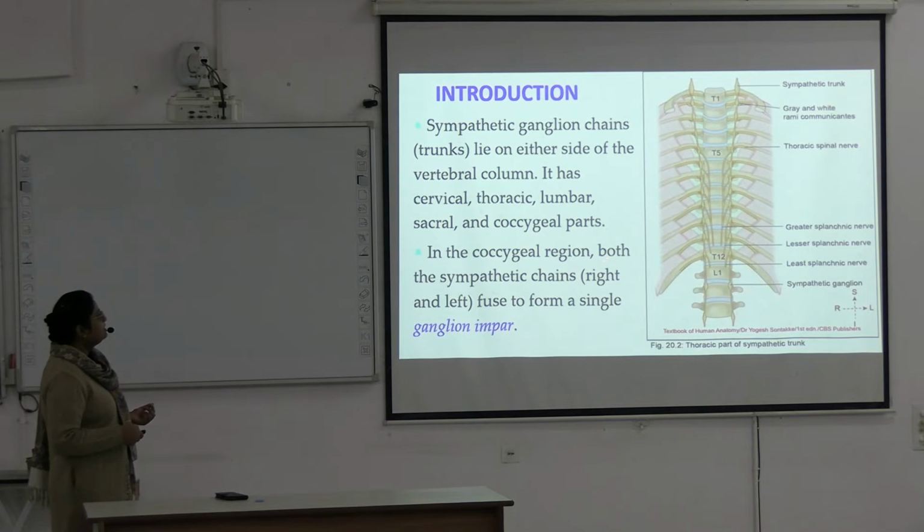In the coccygeal region, both the sympathetic chains, right and left, fuse to form a single ganglion impar. At the lower end, these two chains fuse with each other to form a large ganglion known as the ganglion impar. It lies at the level of the coccygeal 2 vertebra, Co2.